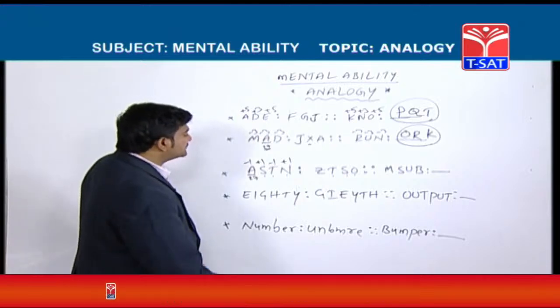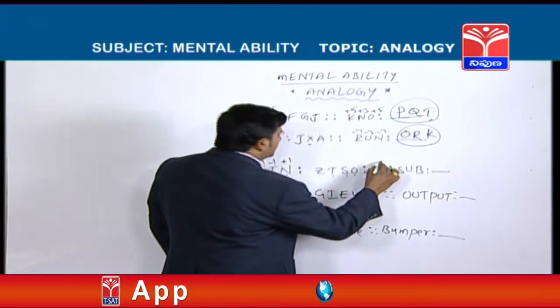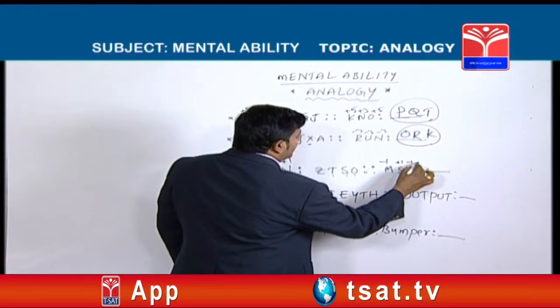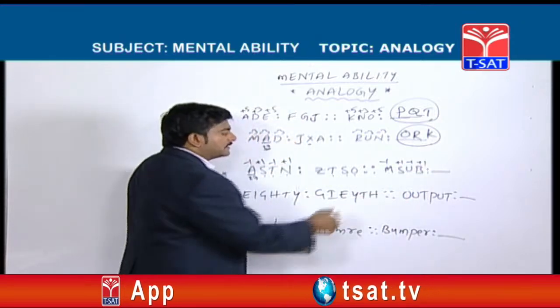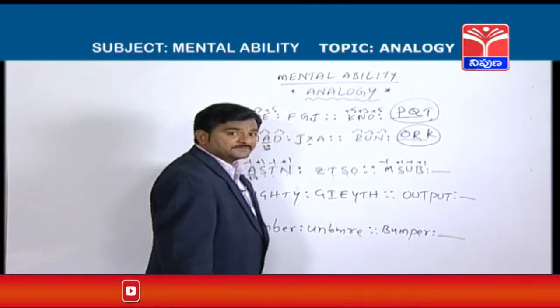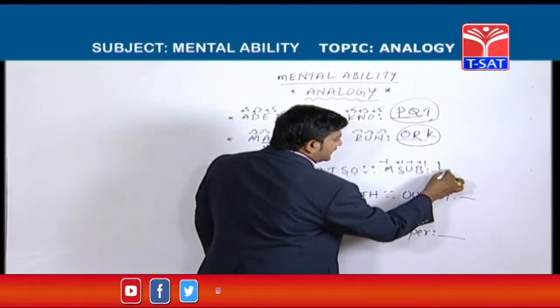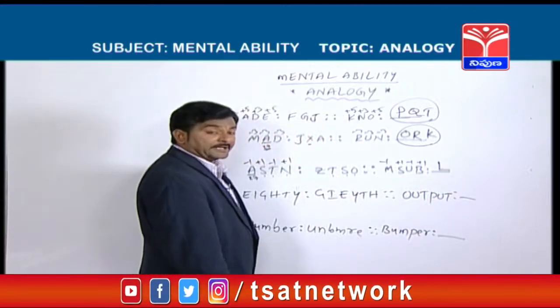The concept involved in that question is minus 1 plus 1 minus 1 plus 1 and so on. Okay. Apply same concept here. Minus 1 plus 1 minus 1 plus 1. What will get? M means 13. 13 minus 1 means 12. 12th one is L.